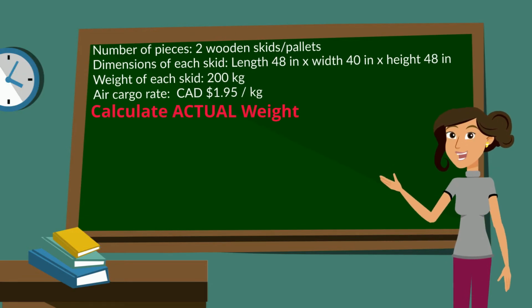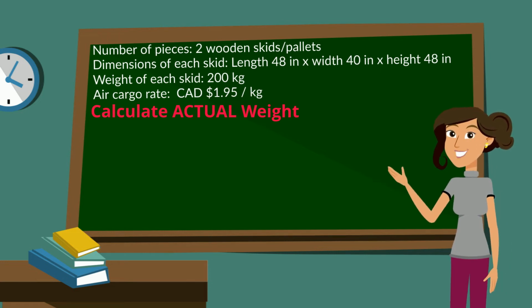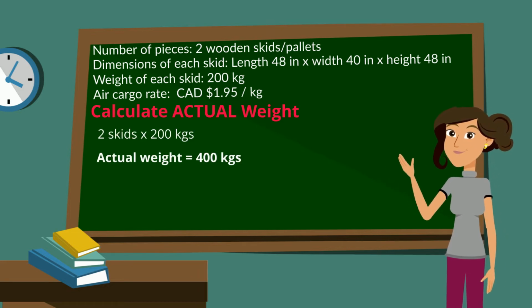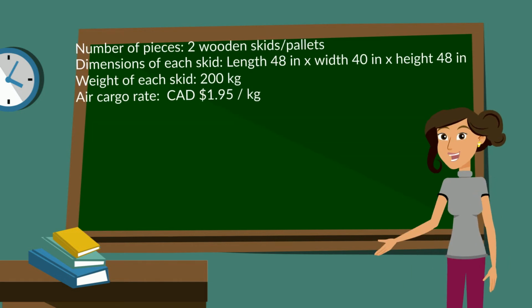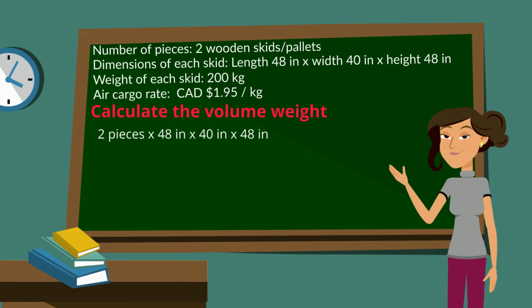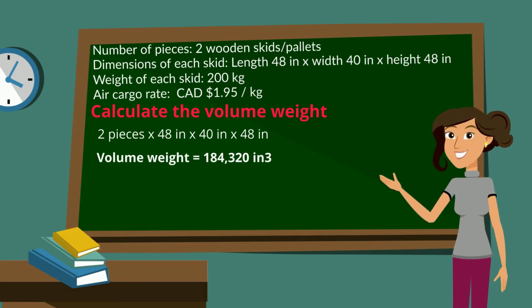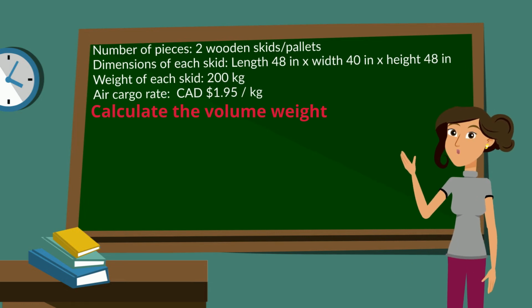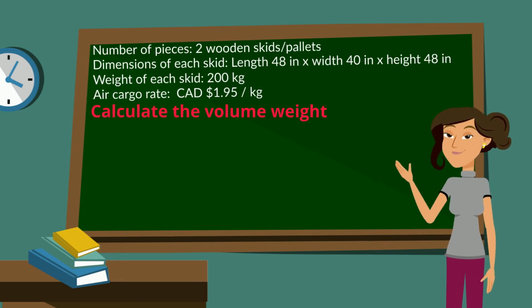Now it's your turn. I want you to figure out what the actual weight is for this shipment. Remember, you take the number of pieces and you multiply it by the weight of each piece. Pause the video if you have to. Now that we have the actual weight, let's start on the volume weight. Let's calculate the cubic measurement. Pause the video if you have to. Now that you have the cubic measurement, how are you going to convert this to kilos?